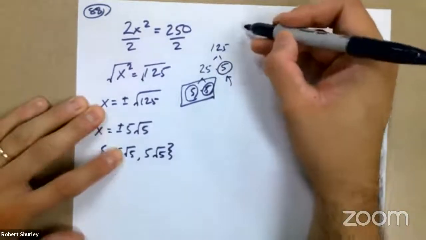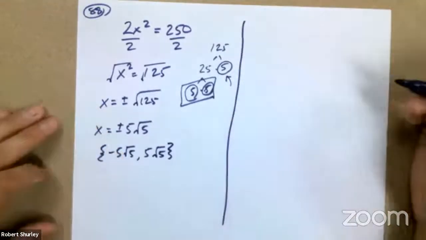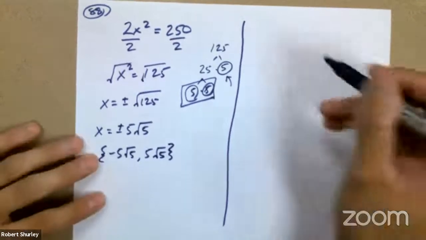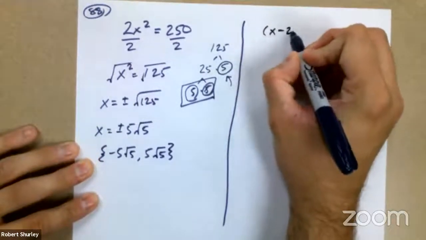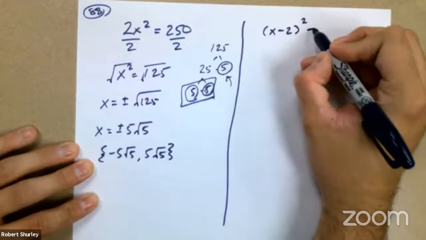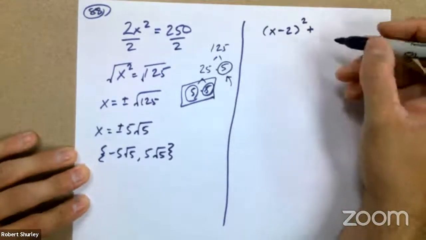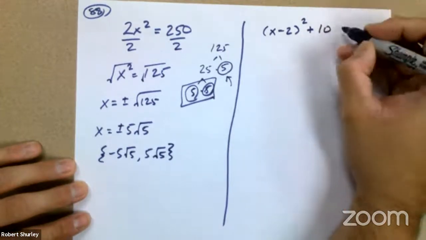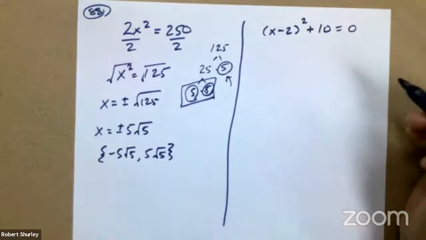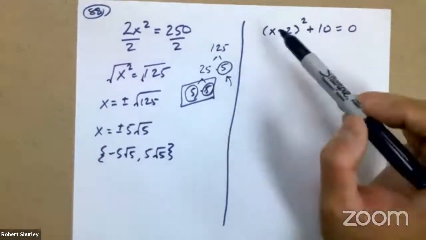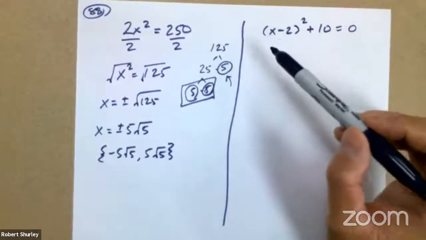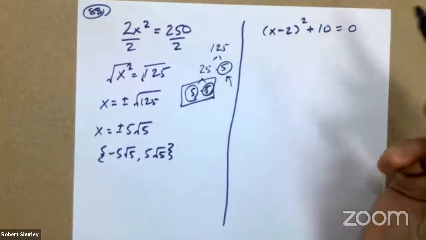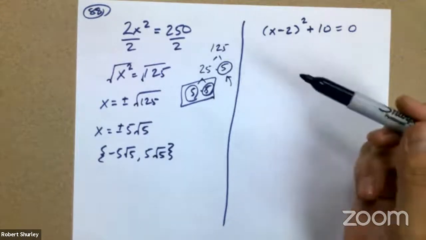Okay. And then another way to use this square root method is if we have a binomial squared. So let's say we had x minus 2 squared plus 10 equals 0. Now look, there is nothing preventing you from squaring this out, or foiling it, x minus 2, simplifying that, getting it into the regular form. It's just a lot more work.